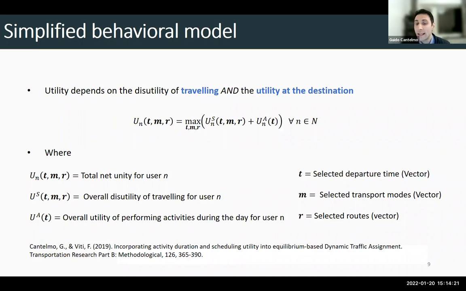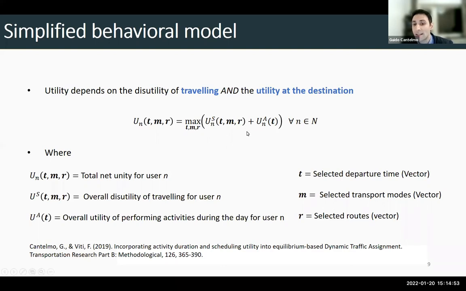So if we look a little bit more carefully at the equation, what we are really trying to model here is the total utility over the day. It's not just the utility of being here now, but all the utility of joining all the activities that you do during the day. So we can say that our utility function is given by two terms. One term is the utility of performing a certain activity at a certain time, and this utility function only depends on the time of the day, at least in a simplified way.